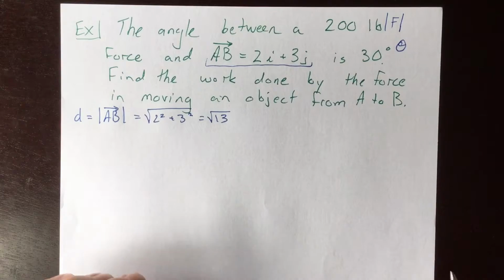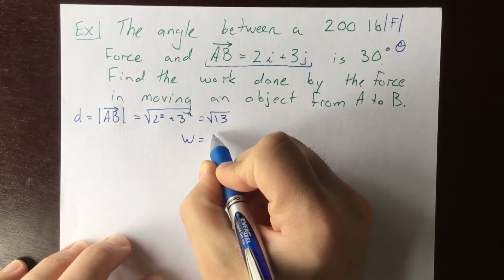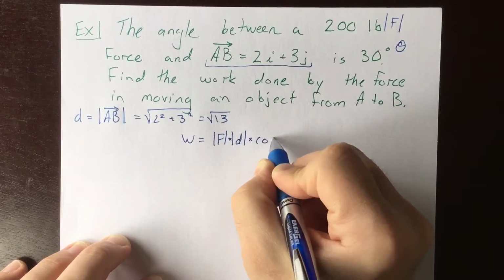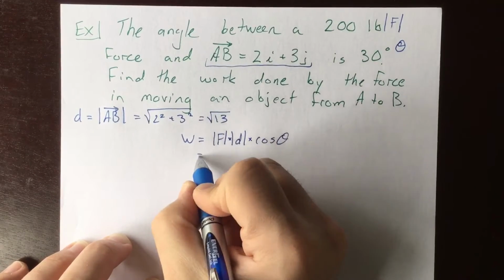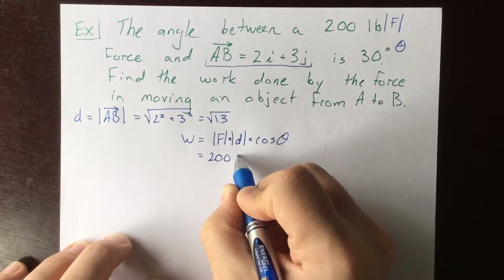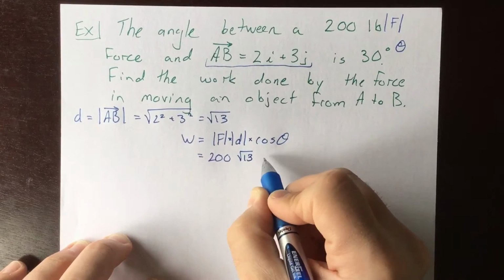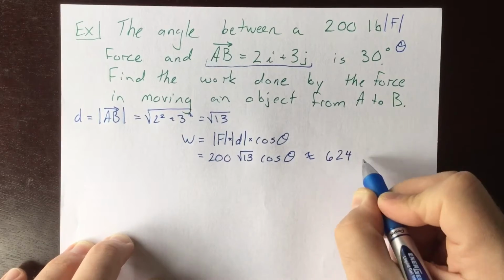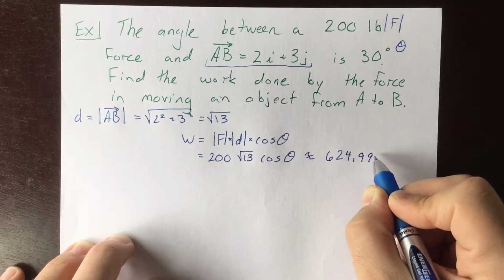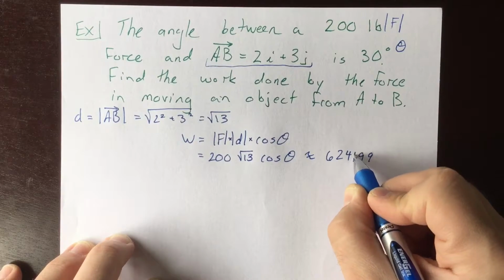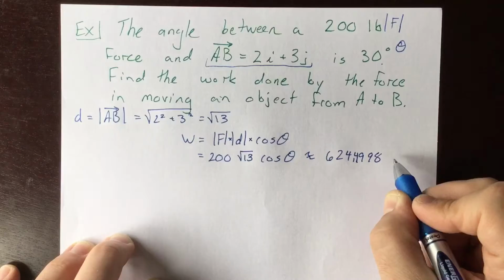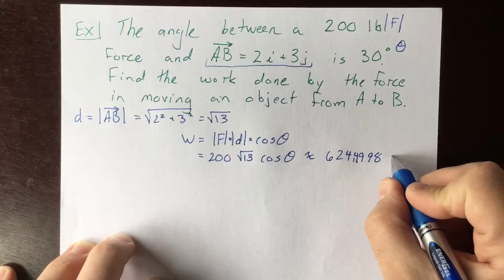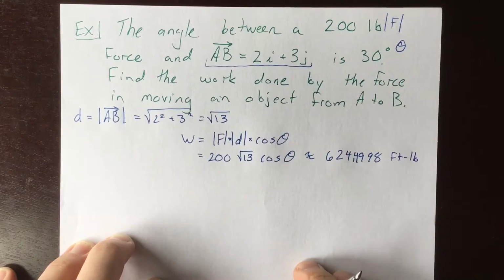Then that means for us that the work is the magnitude of the force times the distance times cosine of theta. So that would be 200 multiplied by the square root of 13 multiplied by cosine of 30, which is approximately 624.49998. And looking at our units, we're in pounds, so we're looking at foot-pounds.